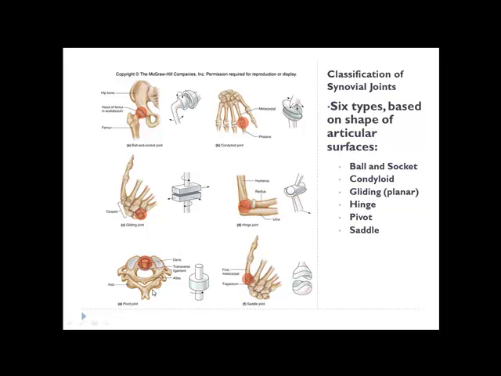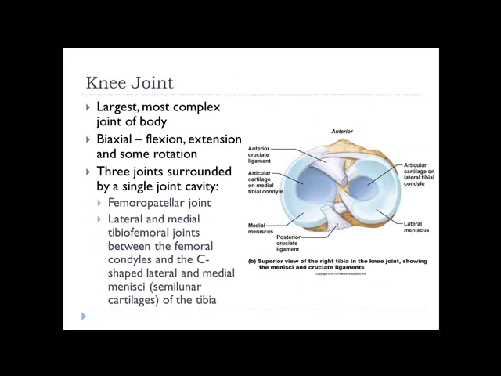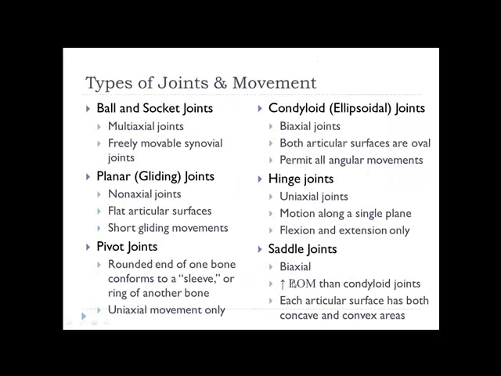Okay, pivot joint. Pivot joint is going to be rounded and it will be uniaxial. A good example here is rotation with the head. So here it shows something like going around in a circle. And then our last one is going to be a saddle joint. Do you see how this kind of looks like a saddle and this looks like a saddle? So with the saddle joint, it allows a lot of motion, and it's going to let you move in 2 different directions.